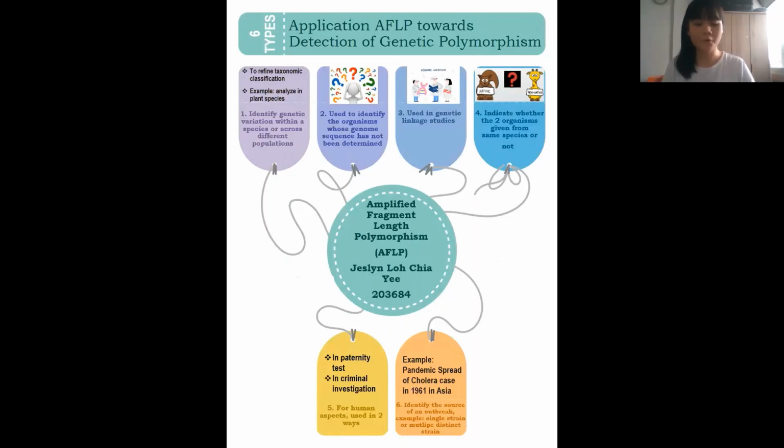Fifth, for the human aspect, the AFLP markers are used in 2 ways. The first is used to study human DNA samples in criminal investigations. The second is used for paternity testing, which is also called DNA testing. Lastly, the AFLP markers are also used to track pathogen outbreaks in determining whether an outbreak is associated with the spread of a single strain or multiple distinct strains.